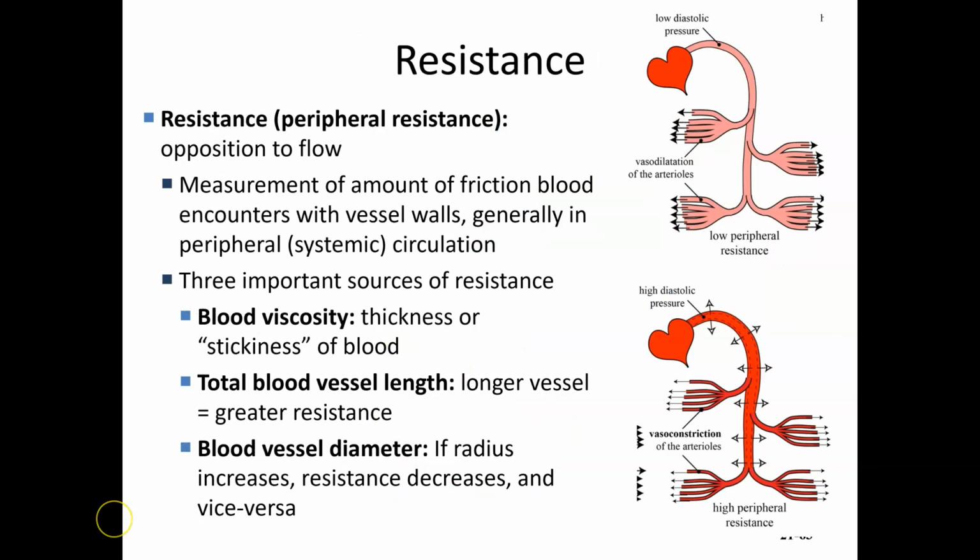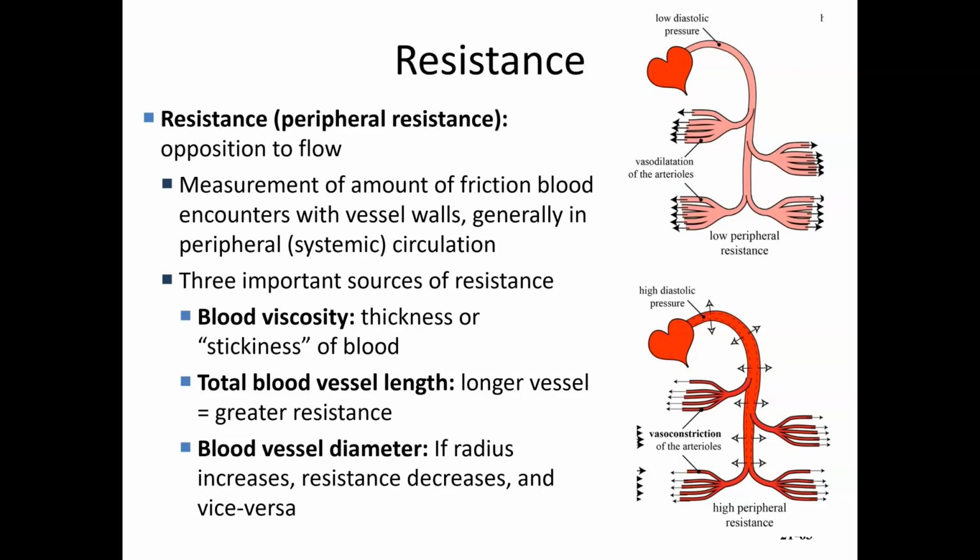When it comes to resistance or peripheral resistance, we are discussing opposition to flow. And we can measure this as the amount of friction blood encounters with our vessel walls, generally in our peripheral or systemic circulation.